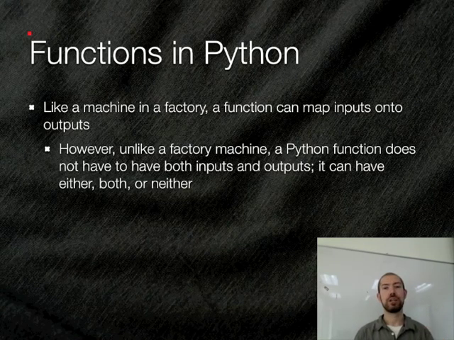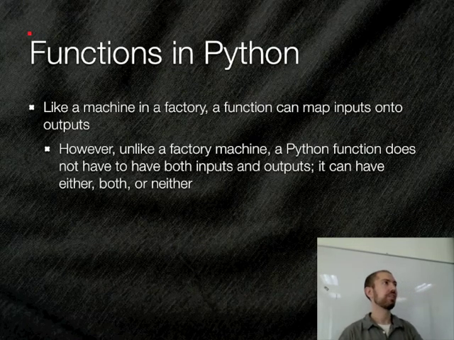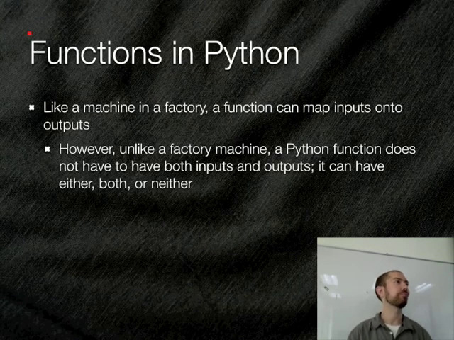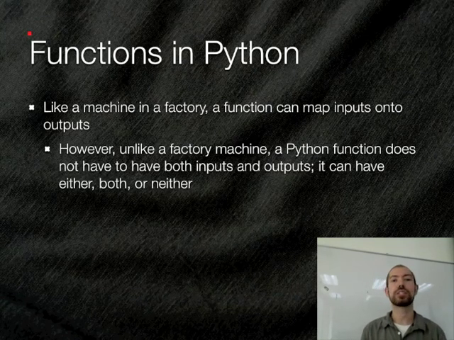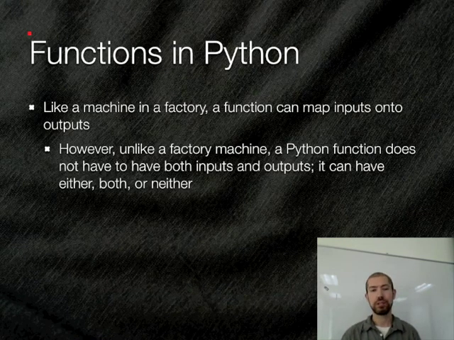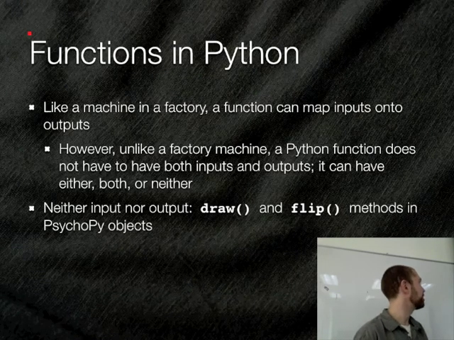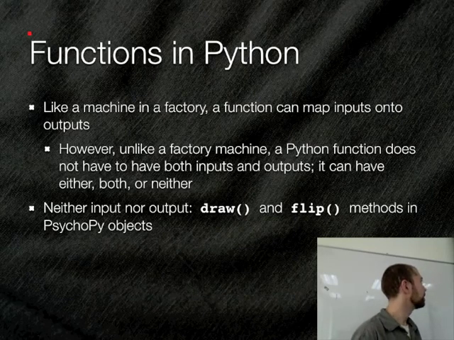You could have just inputs but no outputs. So you take in a sphere and spit out nothing. You could have only outputs, so you're creating cubes out of nothing seemingly. Or you could have neither, right? You could have a machine that just does several things but produces no actual input or output. So the factory machine analogy kind of breaks down a little bit here.